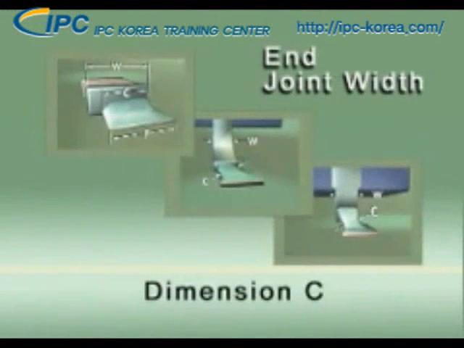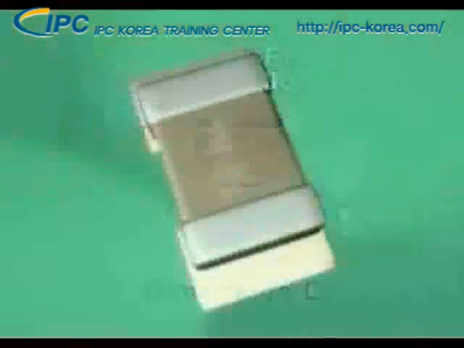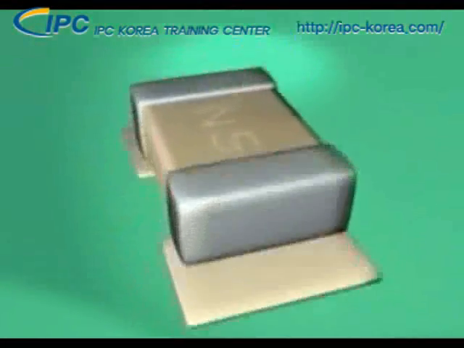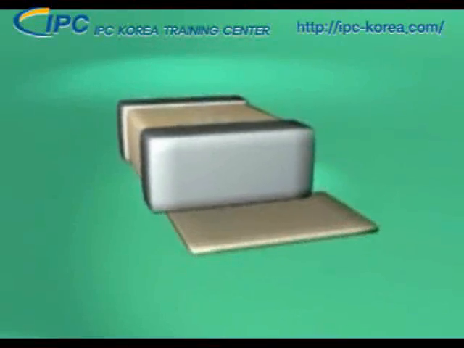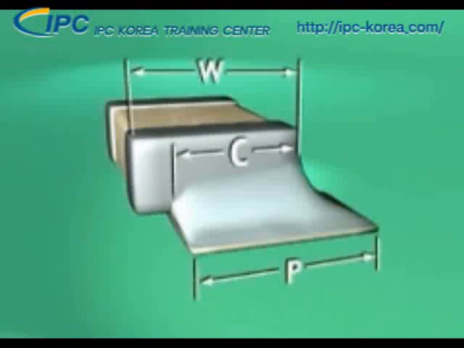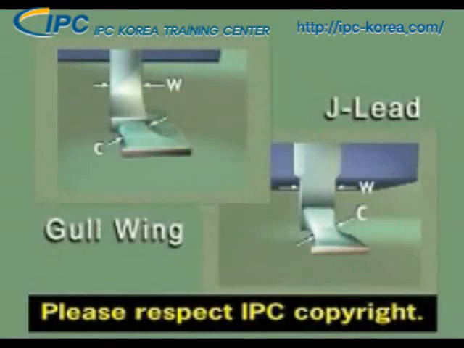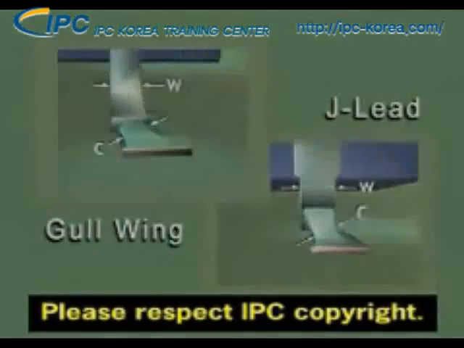Now let's look at end joint width, or dimension C. The width of a chip component solder joint at its narrowest point must be at least 3/4 of the width of the component termination, or 75% of the width of the land, whichever is less. The width of a J-lead or gull wing solder joint at its narrowest point also needs to be at least 75% of the lead width.